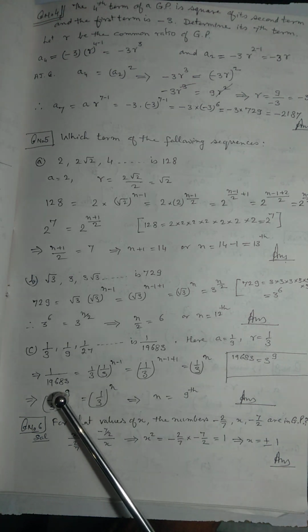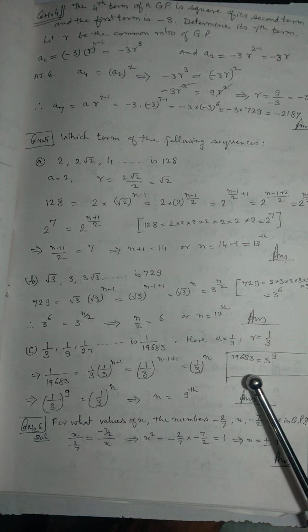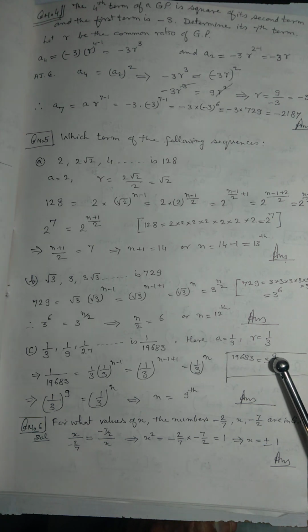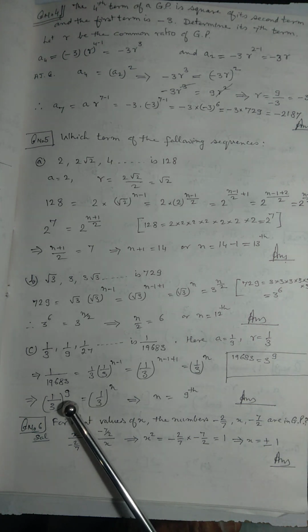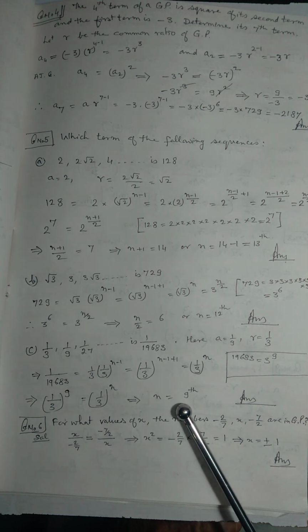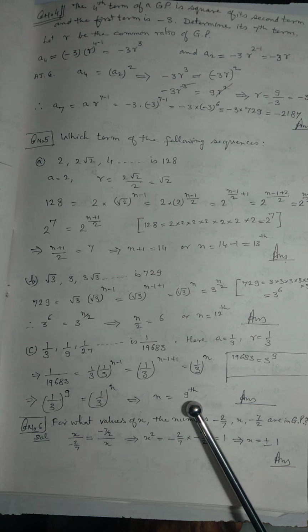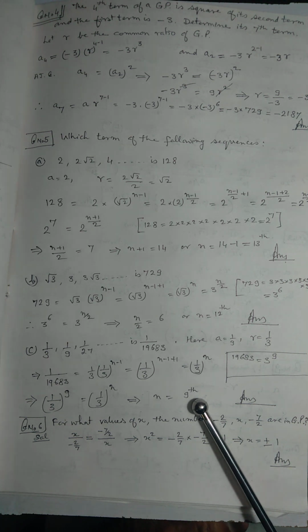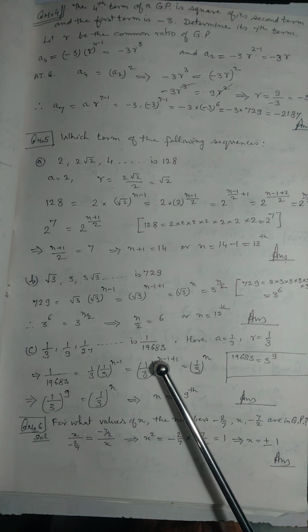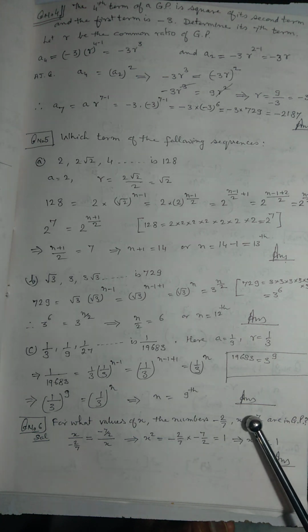Now 19,683 can be factorized and we will get ultimately 3 raised to power 9. So 1 by 3 raised to power 9 will be equal to 1 by 3 raised to power n. So n will be equal to 9, means the ninth term. Ninth term will be the 1 upon 19,683. This will be the answer.